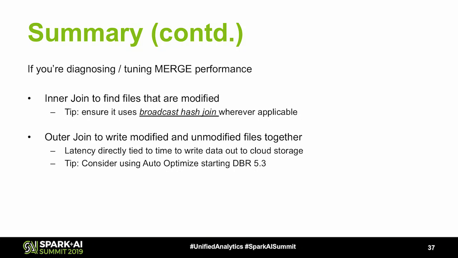If you find yourself rolling up your sleeves and diagnosing and tuning merge into, recall that it runs two joins. Ensure that your inner join, if it meets the criteria of small and large, uses broadcast hash join. And the outer join, if you recall, is bound to the amount of data that's written out to cloud storage. Consider using auto optimize to make sure that your merge runs fast, but at the same time not slowing down your queries.